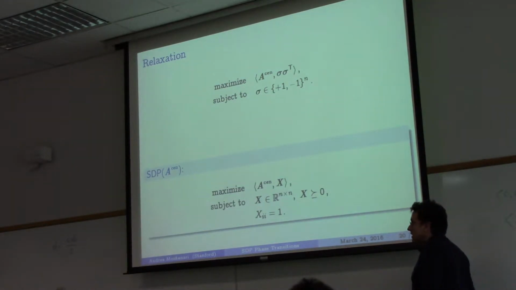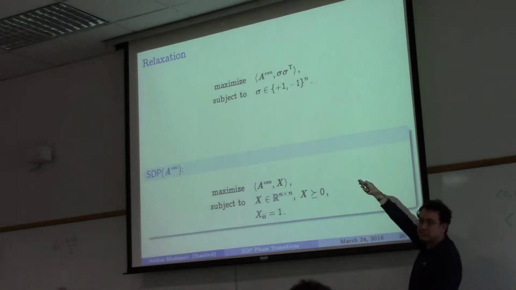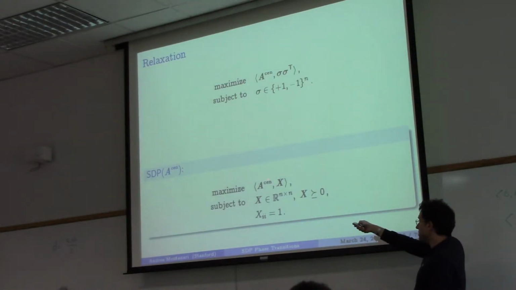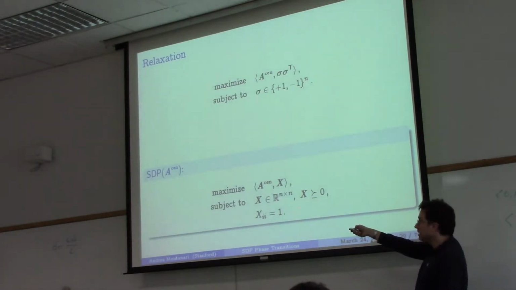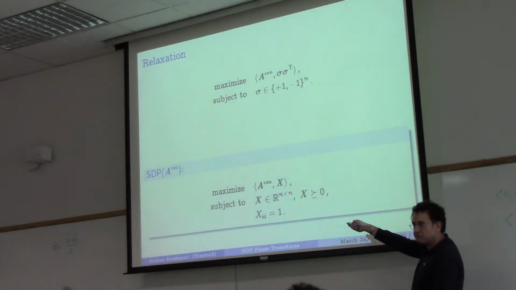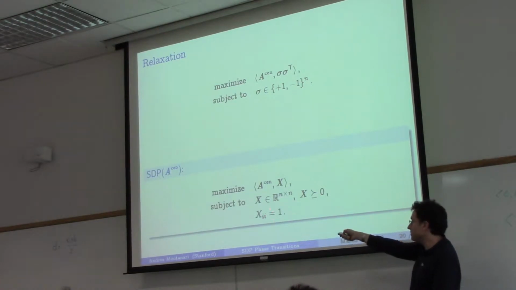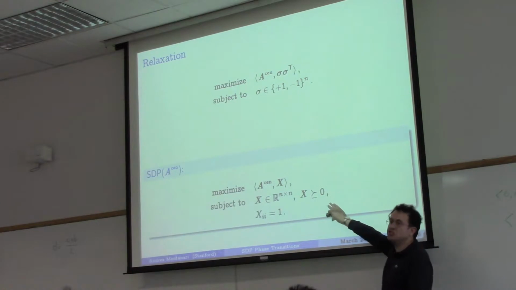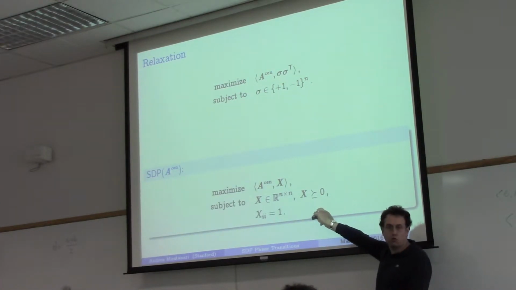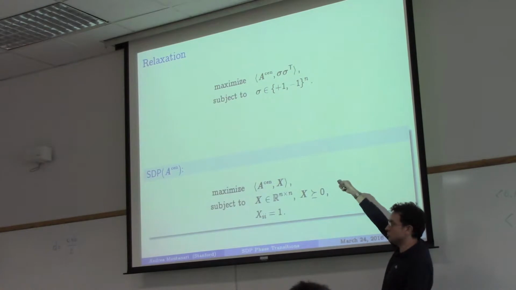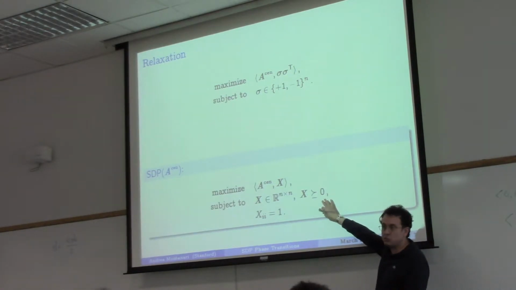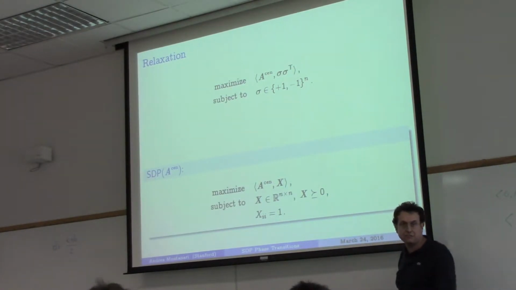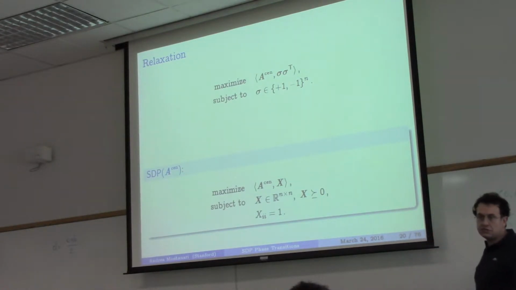So what I'm doing here is, instead of maximizing over the matrices that can be written as sigma sigma transpose, I'll maximize over all matrices X that are symmetric, positive semi-definite, and have diagonal entries equal to 1. If I add the additional constraint that the rank of X is equal to 1, I will get again the original problem, because any matrix like this with rank 1 can be written as sigma sigma transpose. But I throw out that constraint. And now this is a convex program.